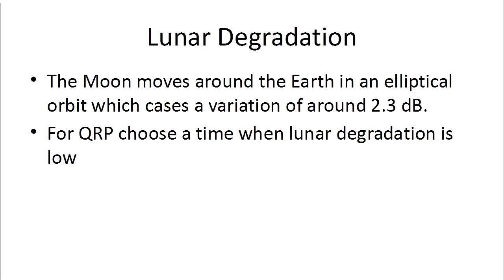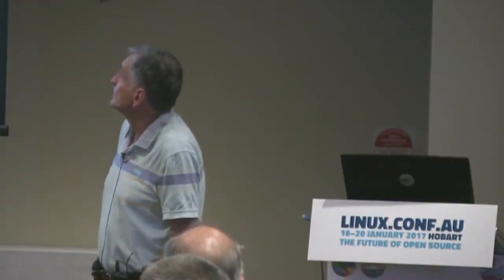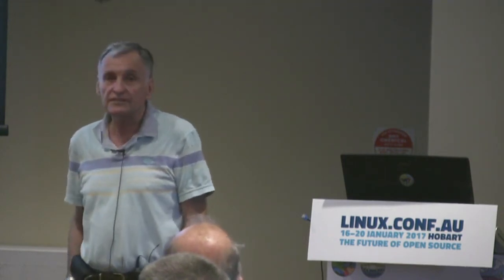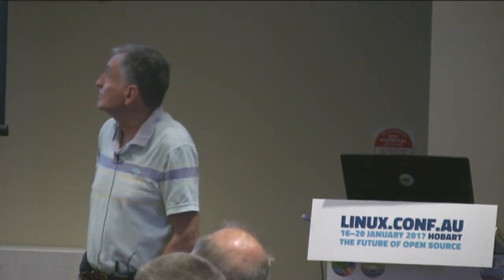Now, lunar degradation. The moon doesn't go round the Earth in a circle. It goes round in an ellipse. And from the maximum distance to the minimum distance, there's about 2.3 dB variation in the signal you get back from the moon. And obviously, if you're going for QRP, you've got to choose a time when that's as low as you can get.